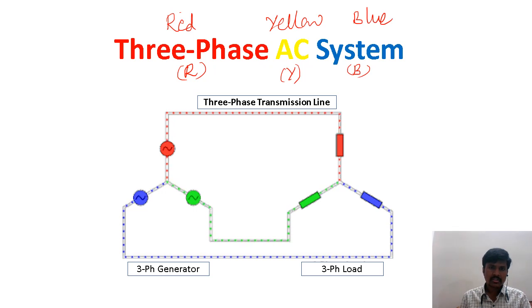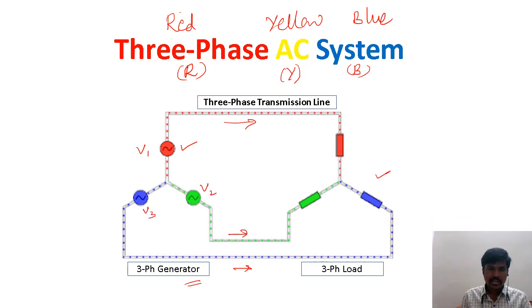Now, if you see this figure, this is the generation, and whatever power is generated is given to the three-phase load. If you see the three-phase generator, here we have three sources V1, V2 and V3. All three are single phase AC sources only. That means here we are using three single phase AC systems.